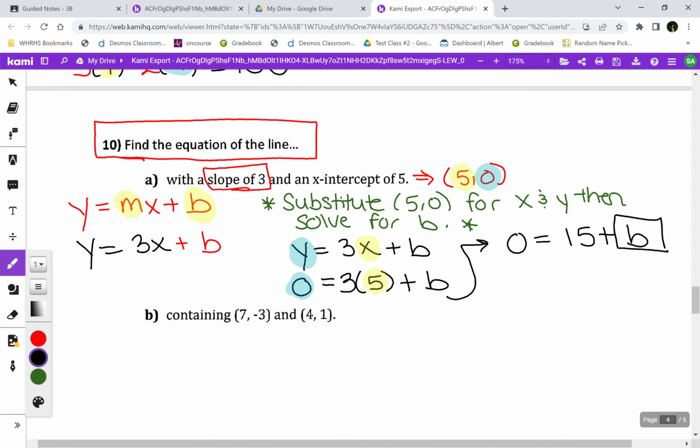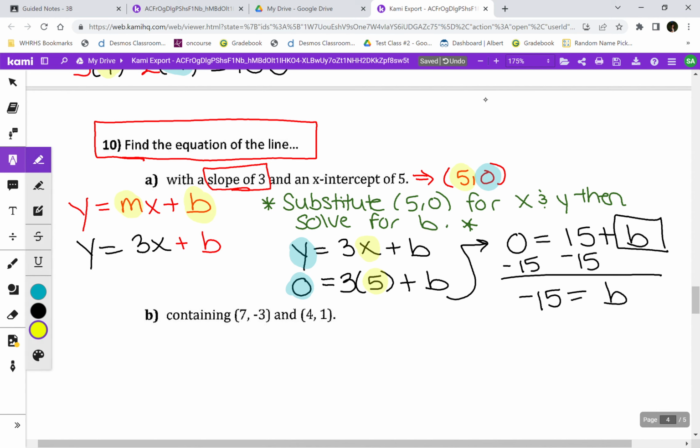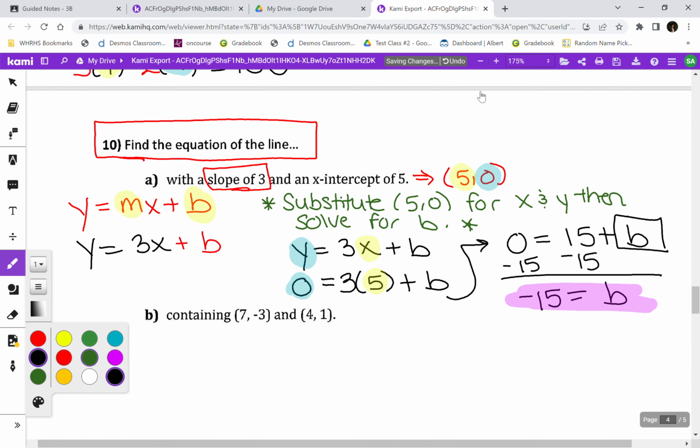Well, how would I now solve for b? Adam? Good. Subtract 15. So b will equal negative 15. Do I now have enough to correctly represent the equation of this line? Absolutely. So we'll go back here. We're going to have y is equal to 3x minus 15.